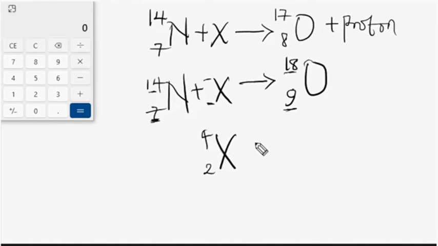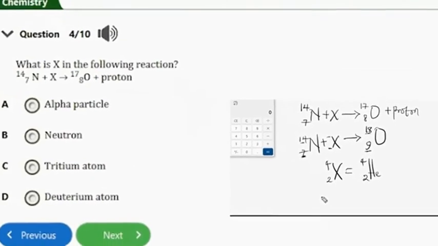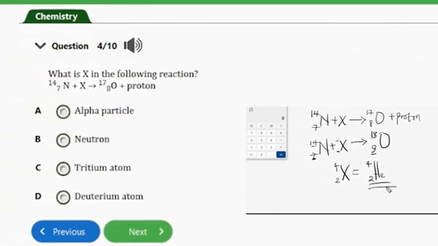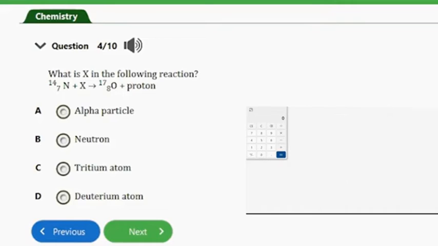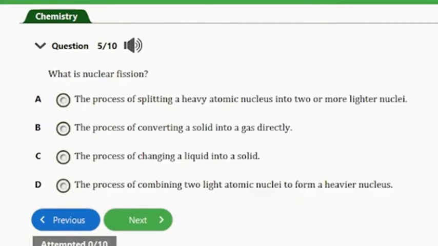So what element has this? That's helium, and that's this. If this is for helium, it means this is an alpha particle. So the correct answer to this question will be option A, and that's alpha particle. We are going to wipe this, and then let's consider the next question.